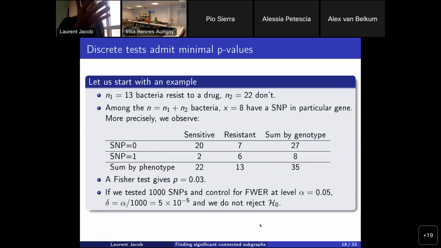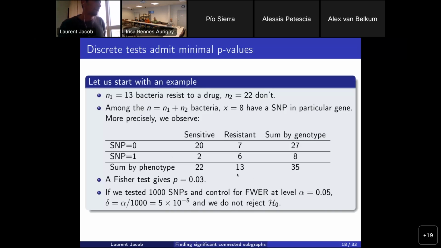Okay, and what we're going to use to improve this bound is the fact that discrete tests admit what's called minimal p-values. I'll start with a small example. Let's say we have bacteria, 13 of them resist to a drug, and 22 don't resist to the drug. And among all these bacteria, 8 of them have a SNP in a particular gene. This is what we want to test, the association between the presence of this SNP and the resistance. So we build this contingency table here.